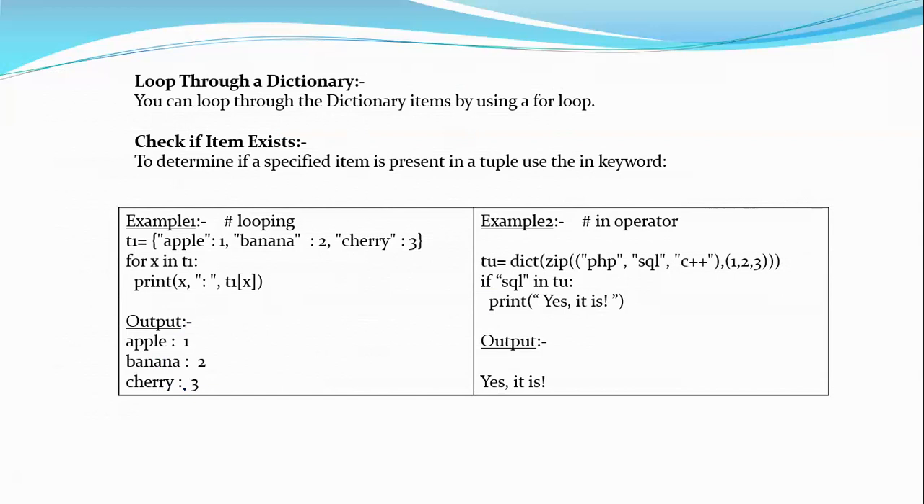Another way of doing this is, for example, I'm having tu is equal to dict of zip of php comma sql comma c++ that is one tuple, comma 1 comma 2 comma 3. Both are tuples. I'm going to zip both tuples. So php will be 1, sql will be 2, and c++ will be 3. Now I'm asking if SQL in TU, whether TU, a dictionary, has an item with the key SQL. It is saying yes, the data item is present. SQL is present, and its value is 2. So these are the ways in which I can loop into the dictionary, or use the membership operator to find whether a particular element is present or not.